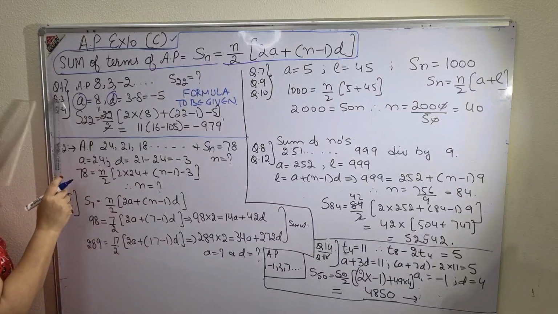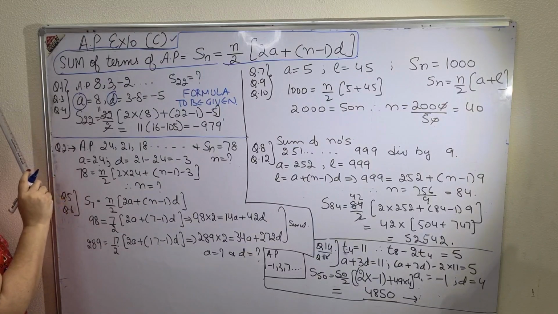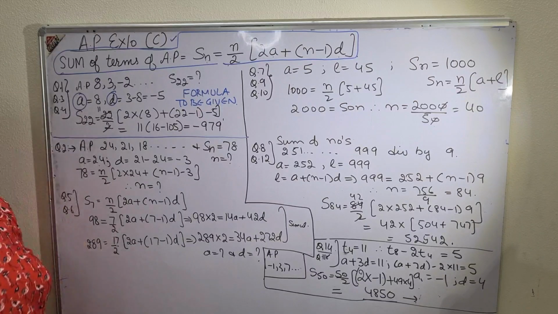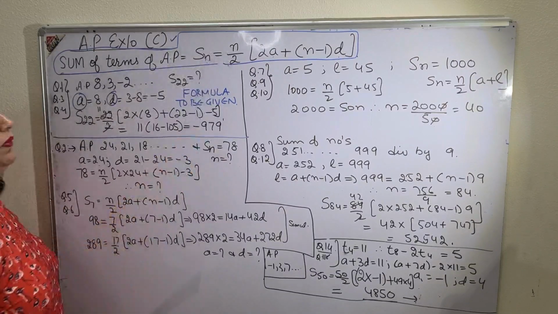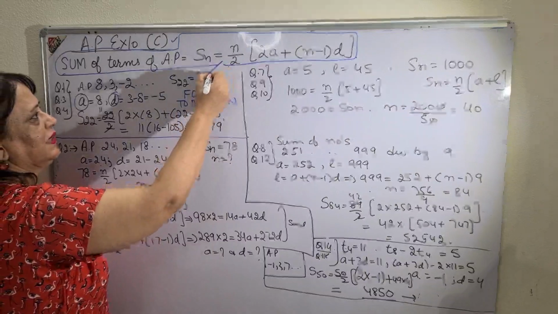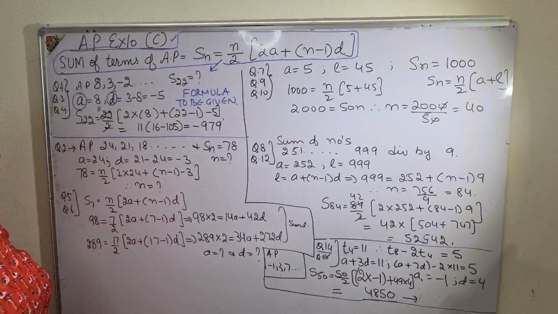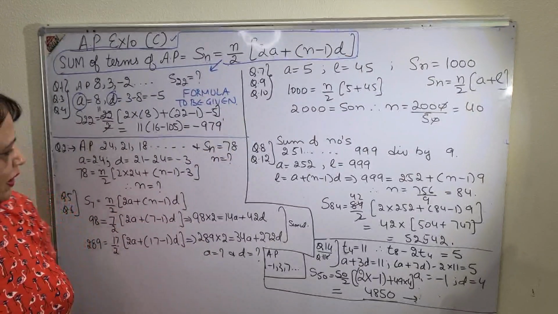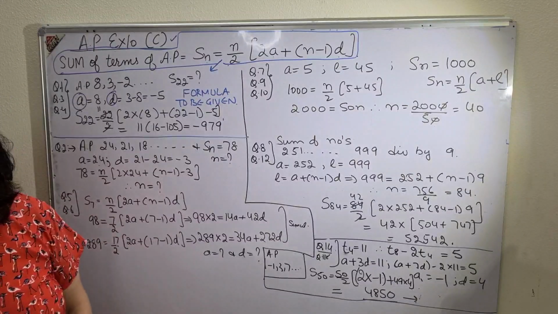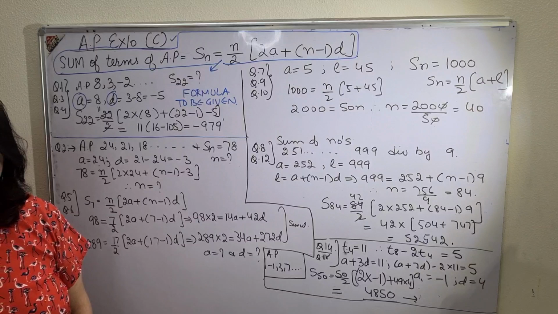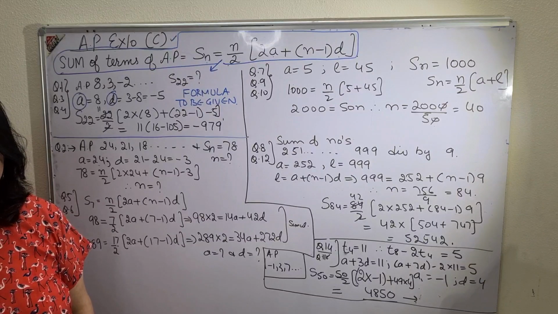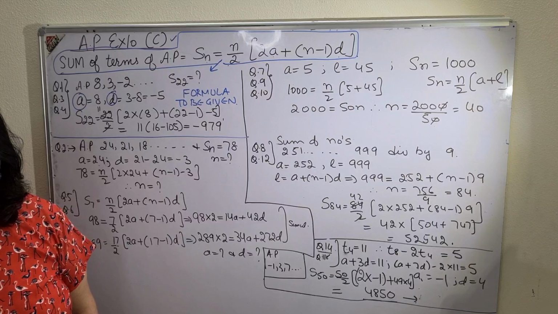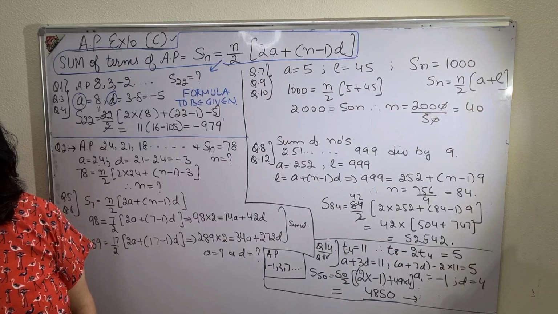Question number 1, 3 and 4, all the three sums, first, third and fourth, you have to calculate the sum of the terms. Direct application of the formula, Sn is equal to n by 2, 2a plus n minus 1 into d. Then come to question number 2. It's also very simple. Same thing: how many terms of the AP 24, 21, 18 must be taken so that the sum is 78.